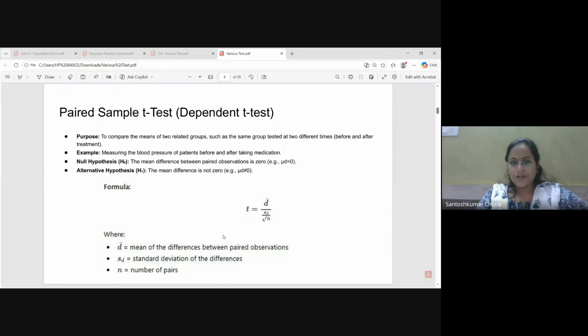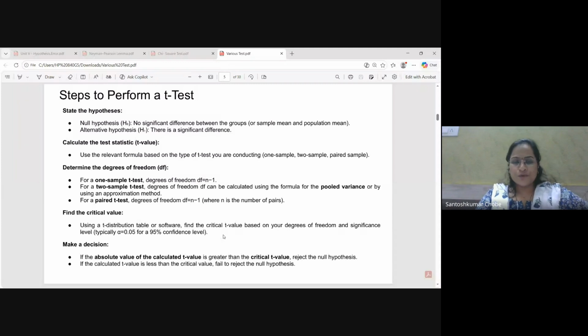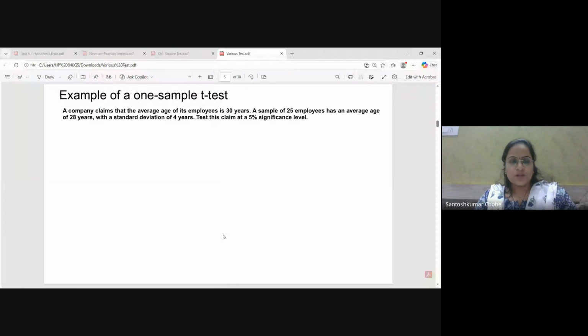Right? Now moving to the steps to perform the t-test. As I said, we are supposed to state the hypothesis, calculate the t-test, check the degree of freedom, find the critical value at the given alpha level and the confidence level, and make the decision. Fine. So that's how my test works.